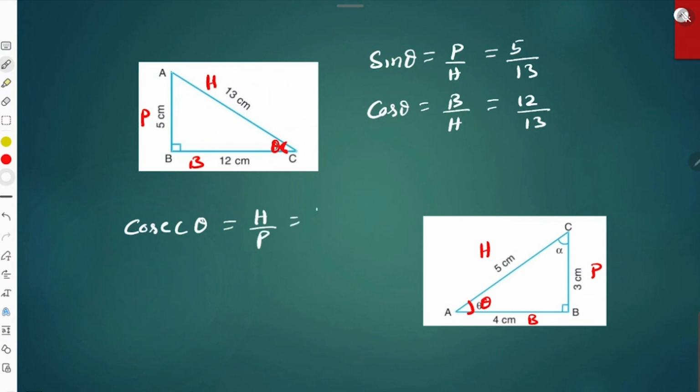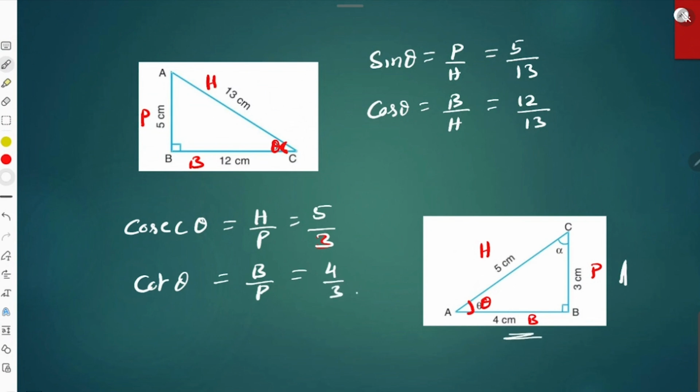5. Hypotenuse is 5. And what is the perpendicular? Perpendicular is 3. So 5 by 3. And what is cot theta? Yes, students, you can find out. Cot theta definition is base divided by perpendicular. That is 4 divided by 3.